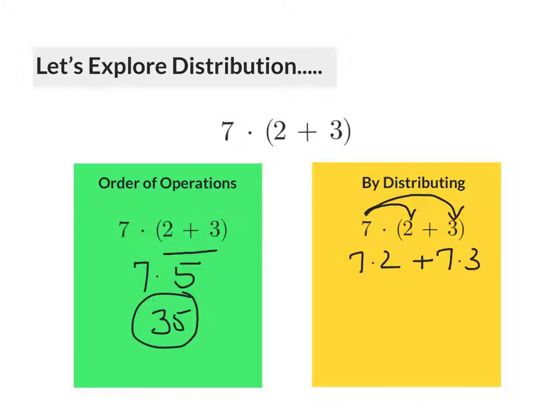Following order of operations, I must do multiplication next. So 7 times 2 is 14, and 7 times 3 is 21. Lastly, I follow the order of operations and I do addition. 14 plus 21 is 35, which is my expression simplified.